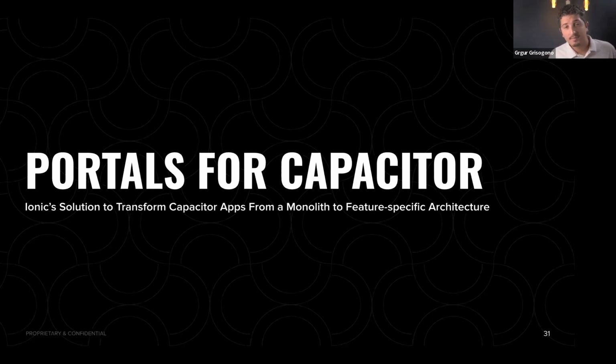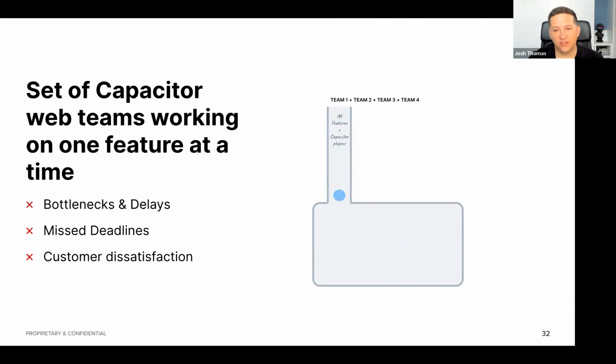Josh? Thanks, Grgur. Portals for Capacitor is an Ionic product for transforming Capacitor-based mobile apps from monoliths into micro frontends. So typically large applications have multiple teams contributing, and the teams are separated by feature, as what Grgur said earlier. They're delivering updates through a single pipeline, trying to find a way to coordinate within the monolithic code base. This can lead to bottlenecks, delays, missed deadlines, and overall customer dissatisfaction.